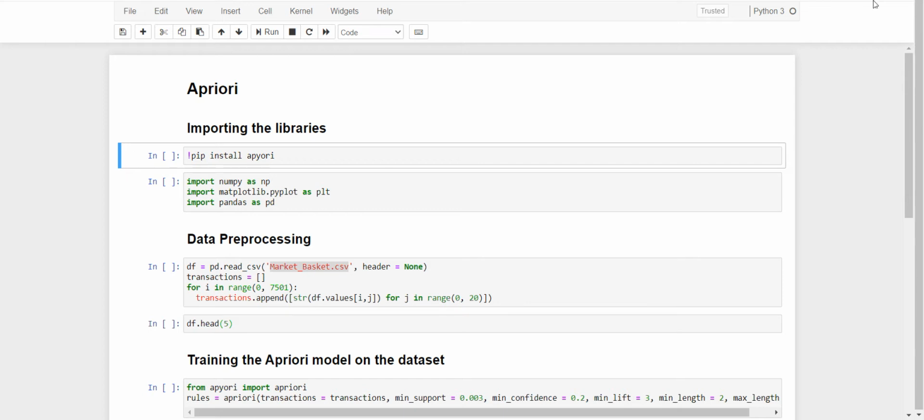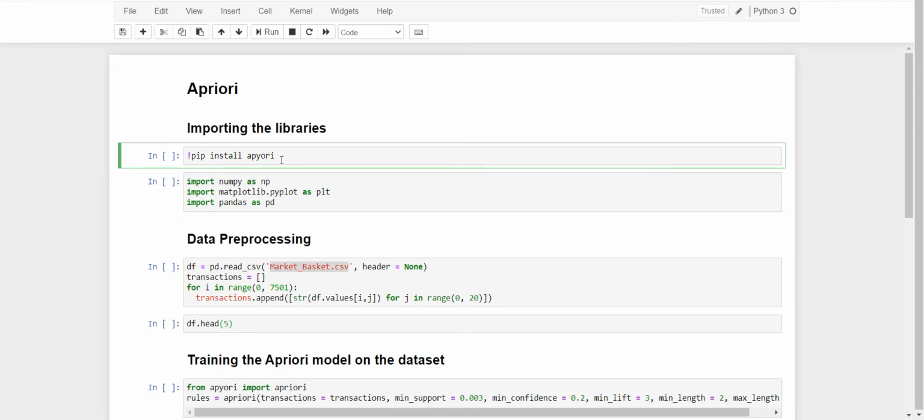Let's begin. Along with this, we'll also find the three important parts of Apriori. As we all know, Apriori has three parts: support, confidence, and lift. We'll also find the three in the upcoming cells. So let's begin by running the cells.